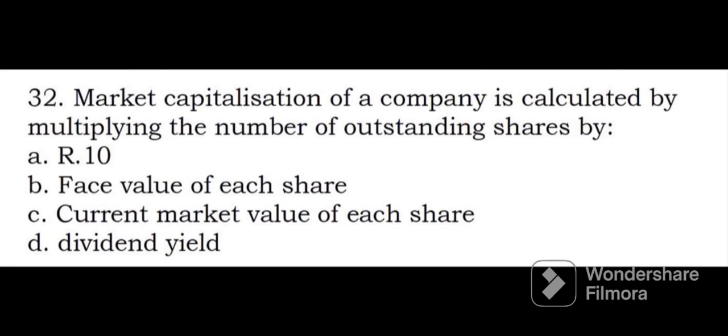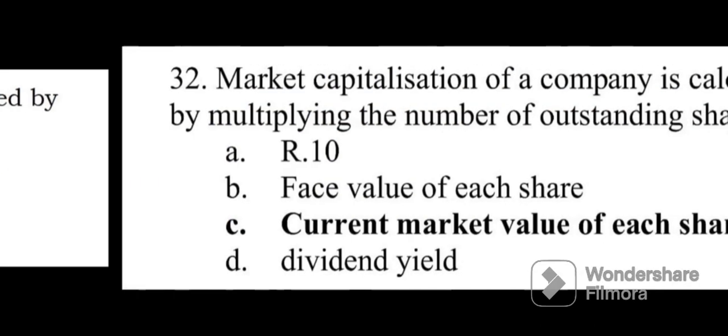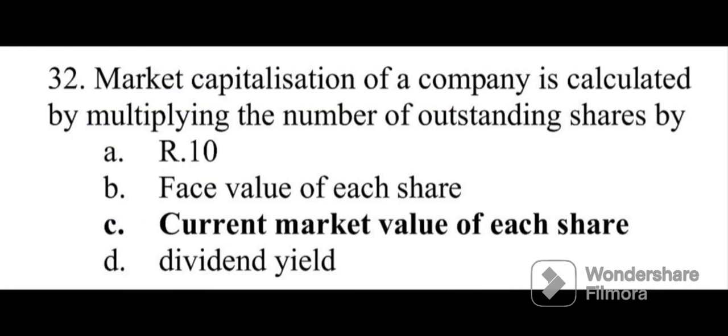Question 32. Market capitalization of a company is calculated by multiplying the number of outstanding shares by A. Rupees 10, B. Face value of each share, C. Current market value of each share, D. Dividend yield. The answer you must be knowing. The answer to 32 is C, current market value of each share.